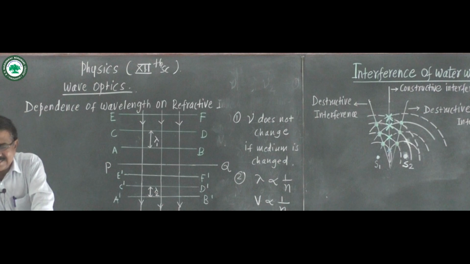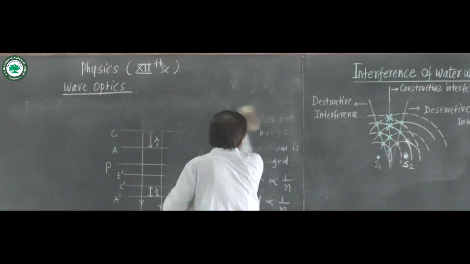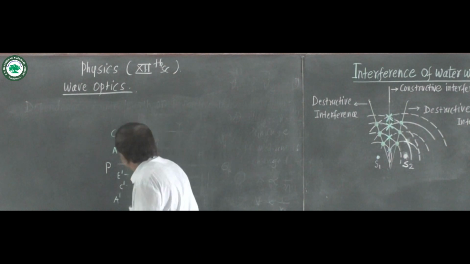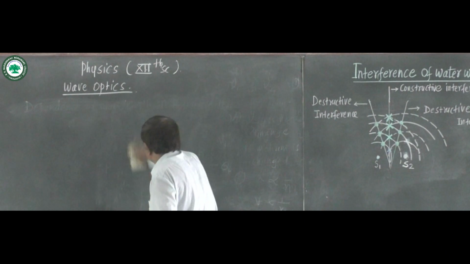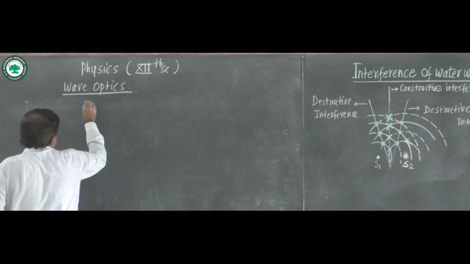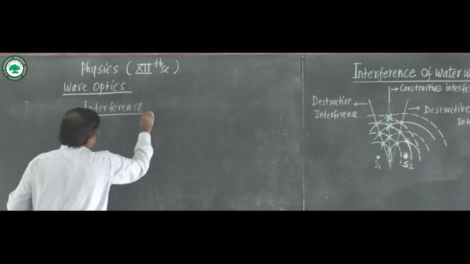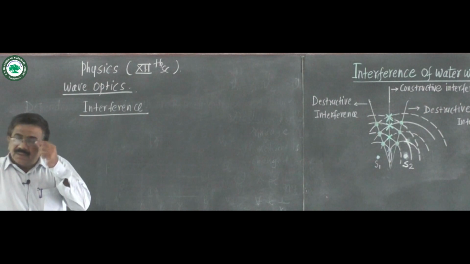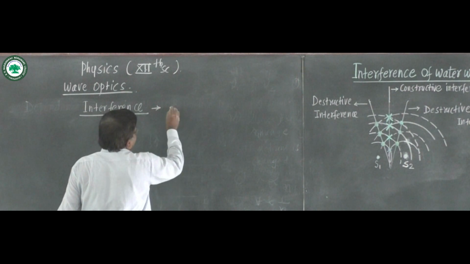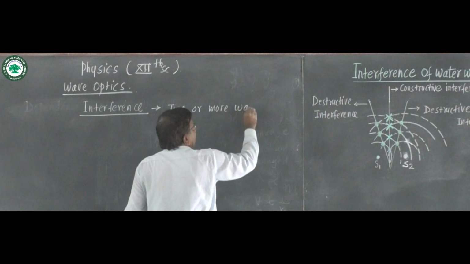Now our next article is interference of the waves. This article is also very important. Interference takes place when two or more waves overlap.